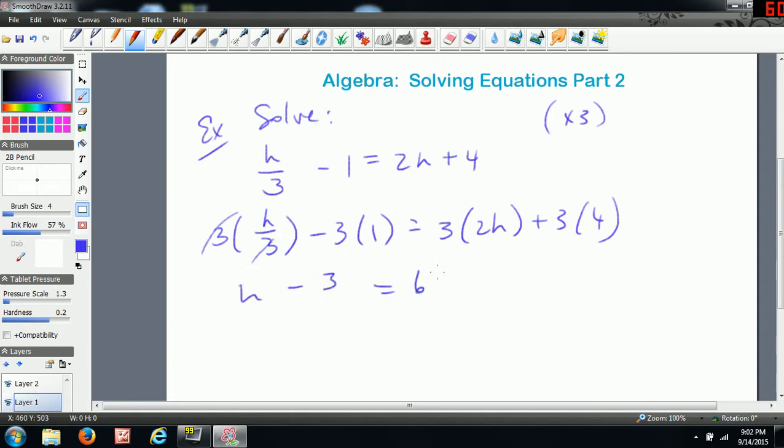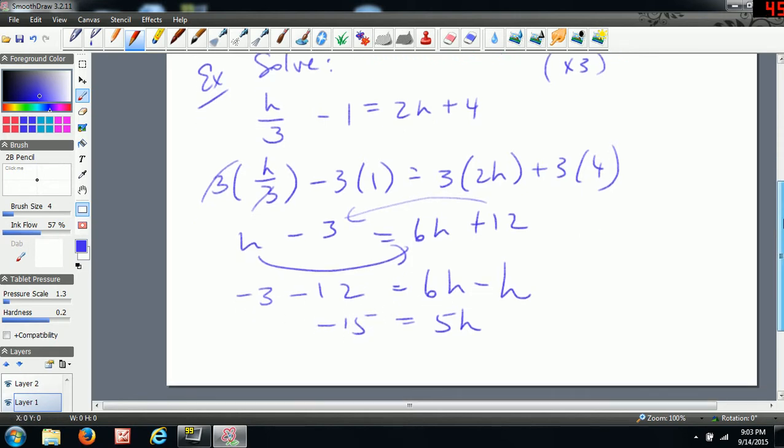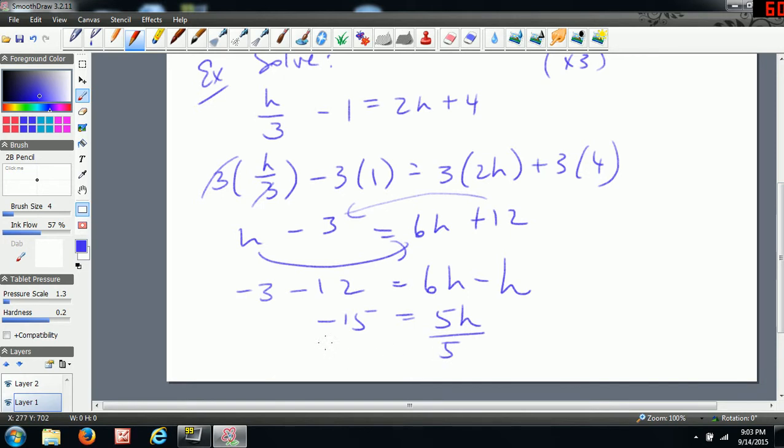So this becomes the following. Now you've eliminated your fractions. So what you're going to do is bring all the h's to one side, all the numbers to the other. And when you bring something over to the other side of the equation, it changes sign. So if it's positive here, it becomes negative. If it's positive here, it becomes negative. Because these are like terms, we can go ahead and subtract. And then to solve for h, I'm going to divide both sides of the equation by 5. Whatever I do to one side, I have to do the same thing to the other. So my final answer is h equals -3.